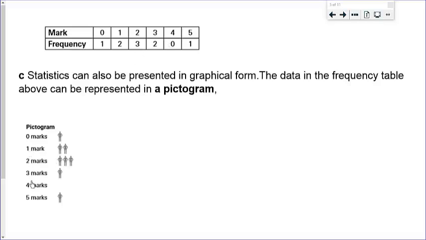So this is a pictogram, only one person scoring 0 marks. Then for the 1 mark, 2 people scored 1 mark. Then 3 people scored 2 marks. No one had 4 marks, and only one person had 5 marks.